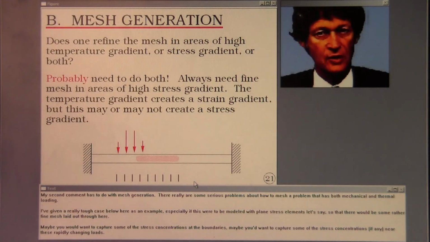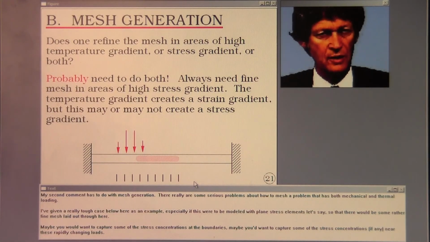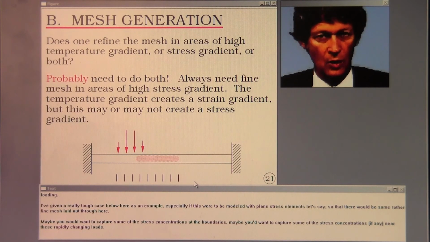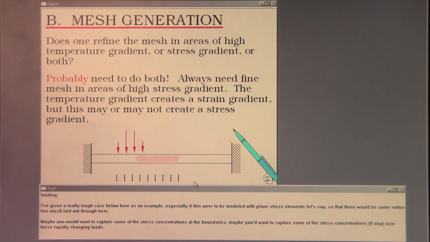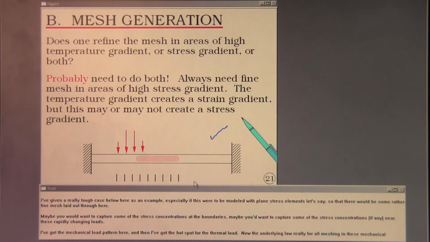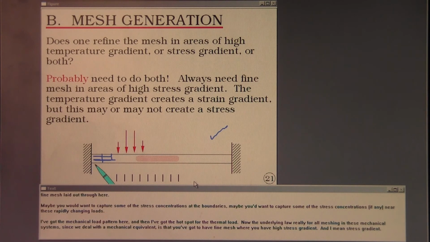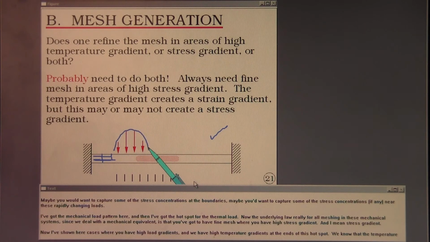My second comment has to do with mesh generation. There really are some serious problems about how to mesh a problem that has both mechanical and thermal loading. I've given a really tough case below here as an example, especially if this were to be modeled with plane stress elements, let's say, so that there would be some rather fine mesh laid out through here. Maybe you would want to capture some of the stress concentrations at the boundaries. Maybe you'd want to capture some of the stress concentrations, if any, near these rapidly changing loads. I've got the mechanical load pattern here, and then I've got the hot spot for the thermal load.